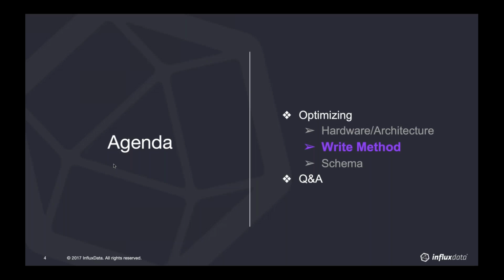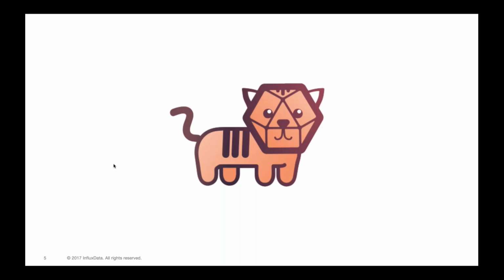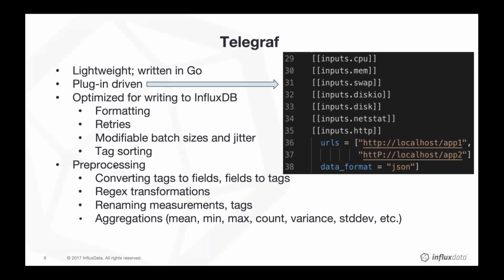And what I mean by right method is honestly the way that you structure your data, your time series data pipeline, and the way you format your data. And I think the most important takeaway here is the use of Telegraf. So this is our Telegraf tiger here. It's good to get familiar with him.